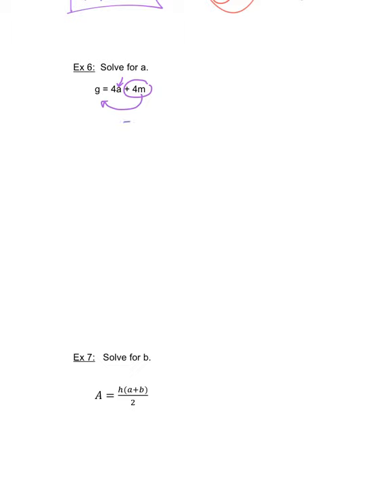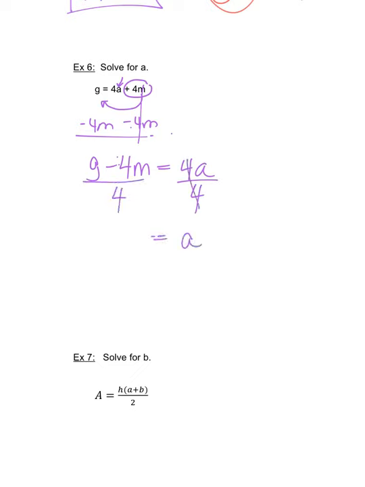So we're going to subtract 4m from both sides. This is going to give me g minus 4m equals 4a. And then at the end, I divide by 4 on both sides, and I end up with a equals g minus 4m all over 4.